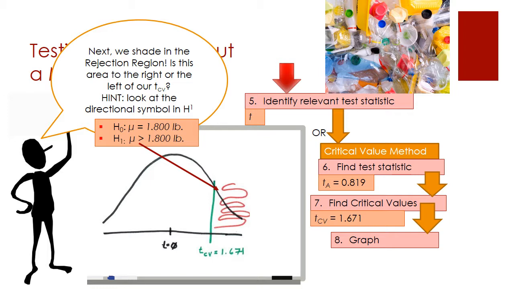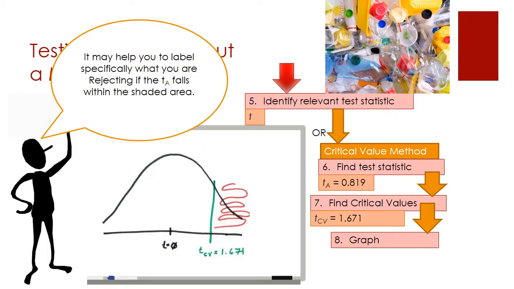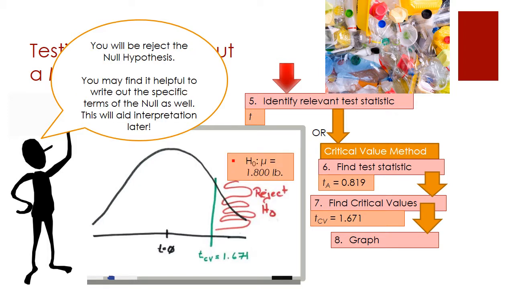Now that we've got that drawn in, I often find it's helpful to label exactly what I'm going to be rejecting if my test statistic, my t alternative, falls in the shaded region. Are we going to be rejecting our null, or are we rejecting our alternative? Is it going to be our H0 or our H1? It's going to be rejecting the null hypothesis, or our H0. In fact, you may find it helpful to write out the specific terms of the null as well, as I labeled them right here. This is going to aid you later when you're doing your interpretation.